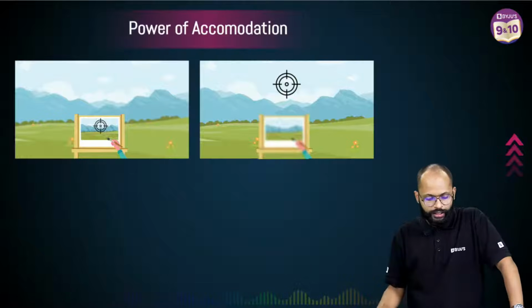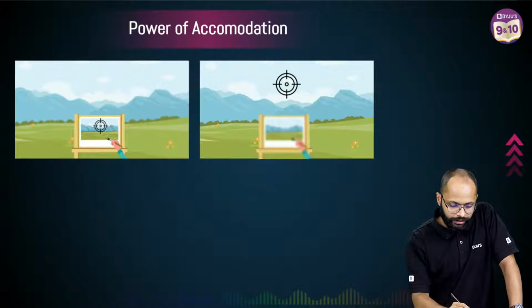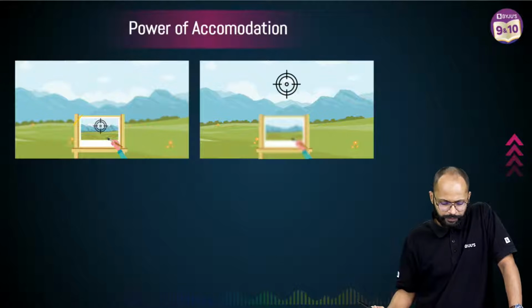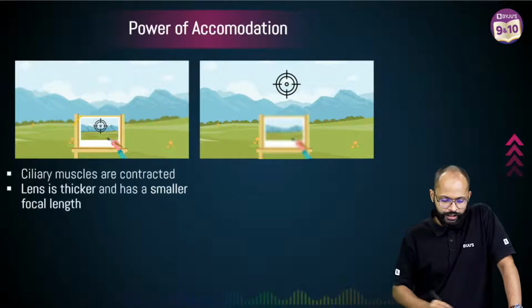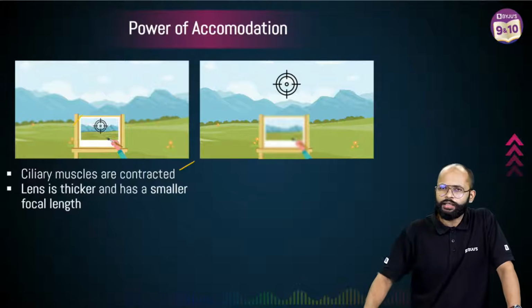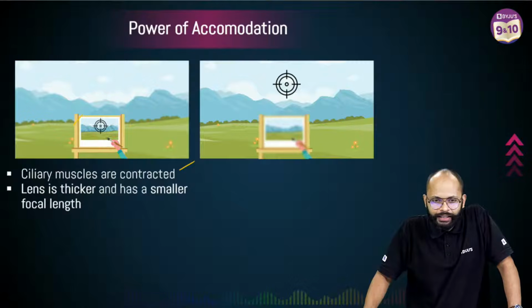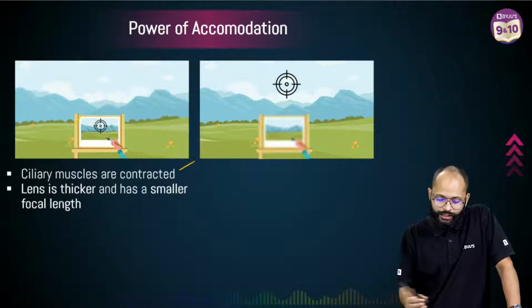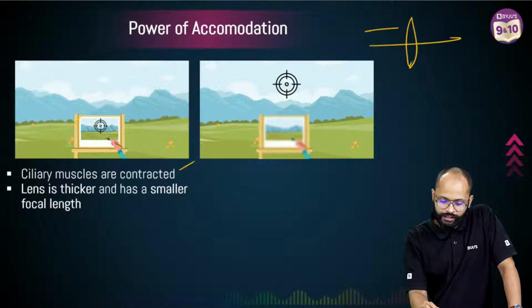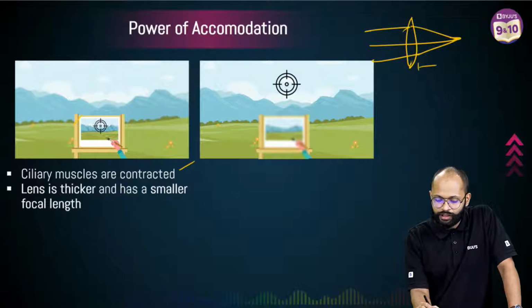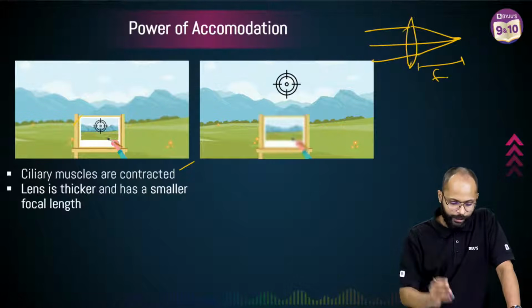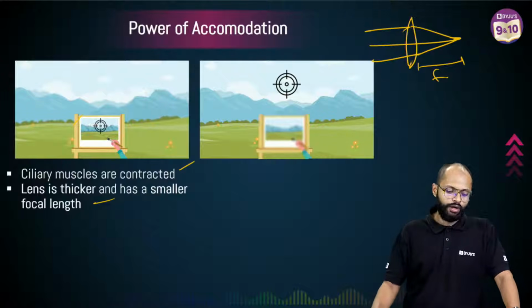Now, talking about power of accommodation, if you look at the first picture, the ciliary muscles are contracted. What is focal length? If there is a lens, these are the light rays, and they meet after this distance. This is the focal length. The lens is thicker and has a smaller focal length.